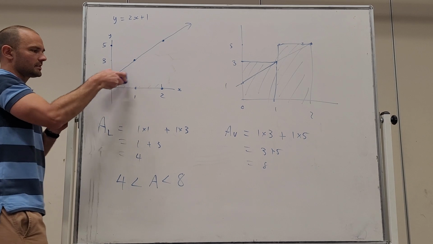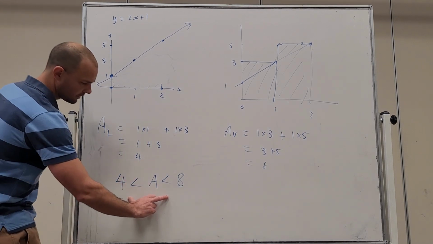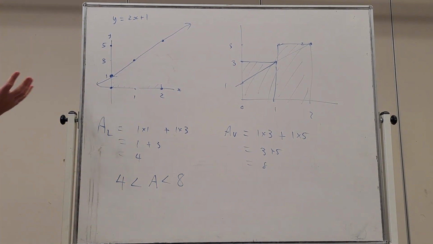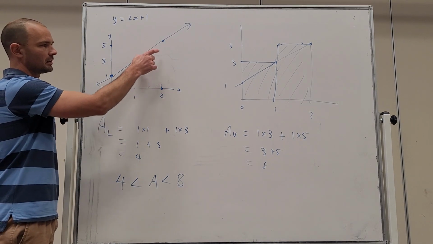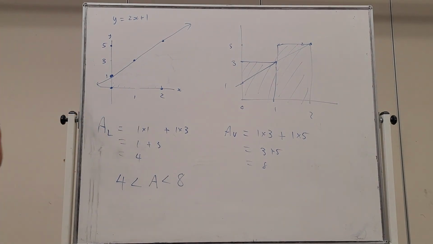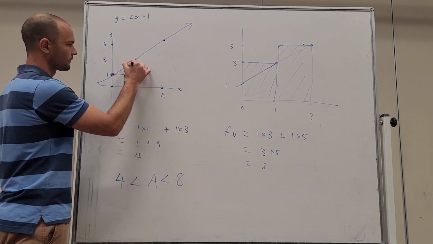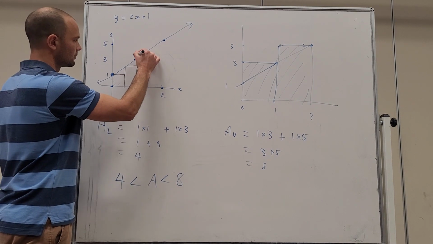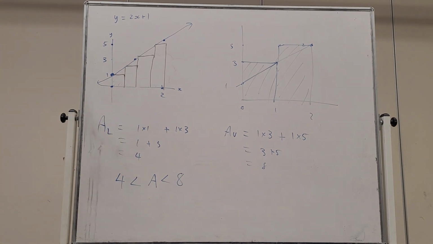The next question says, make a conjecture, make a guess. What's going to happen to this interval if we increase the amount of rectangles that we use? We only used 2 rectangles and you can see there was a lot of waste. Next, we're asked to use 4 rectangles. So I'm going to draw 4 lower rectangles for you. There's 4 rectangles, so we've doubled the amount of rectangles we've used.